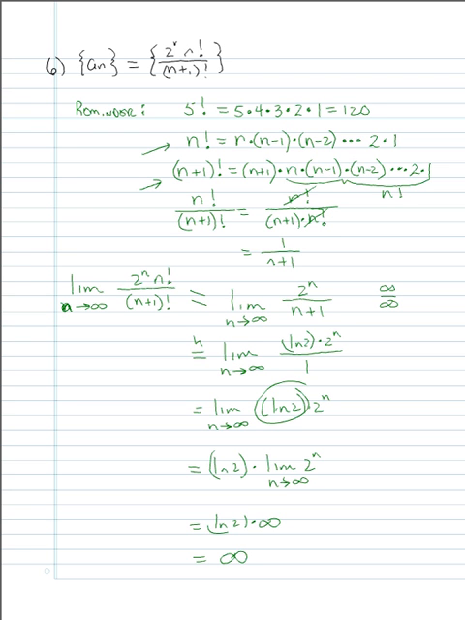So what does that tell us? The sequence diverges. If the limit does not exist or is infinite, then the sequence diverges. So in this case, we have a divergent sequence.